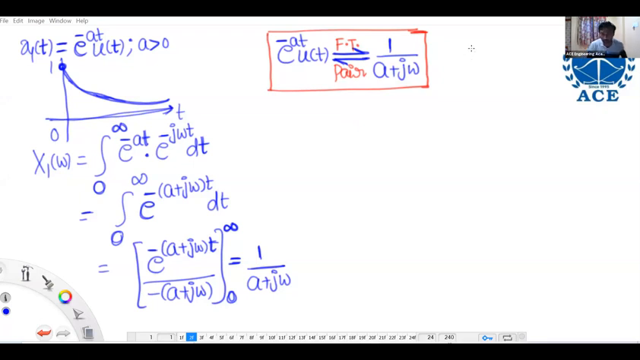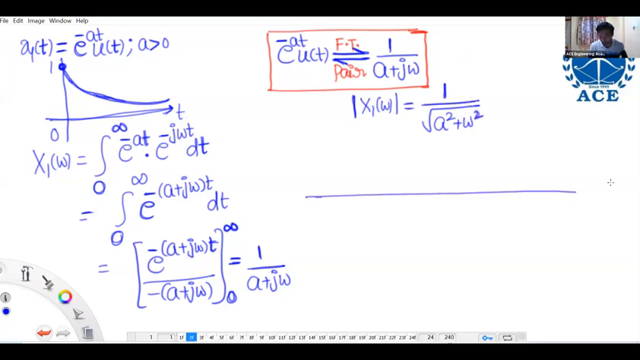What is the magnitude of this quantity, sir? 1 by root a square plus omega square. 1 by a plus omega, the magnitude is 1 by root a square plus omega square. Let us verify for various frequencies how we are going to retain the shape of magnitude and phase angle.